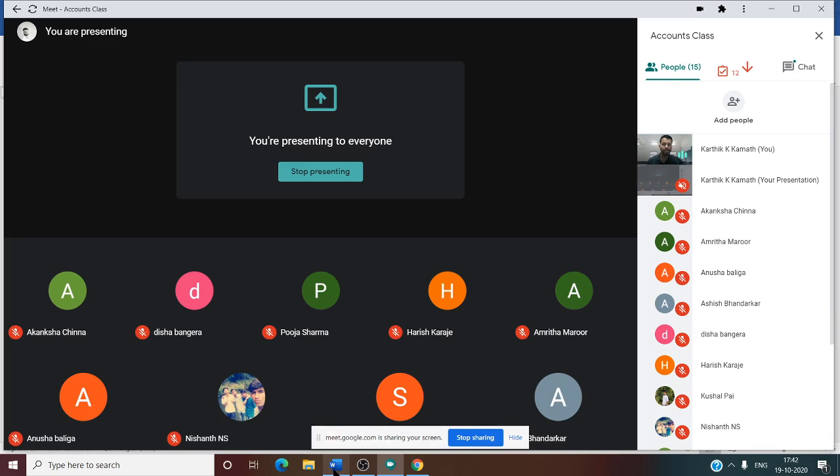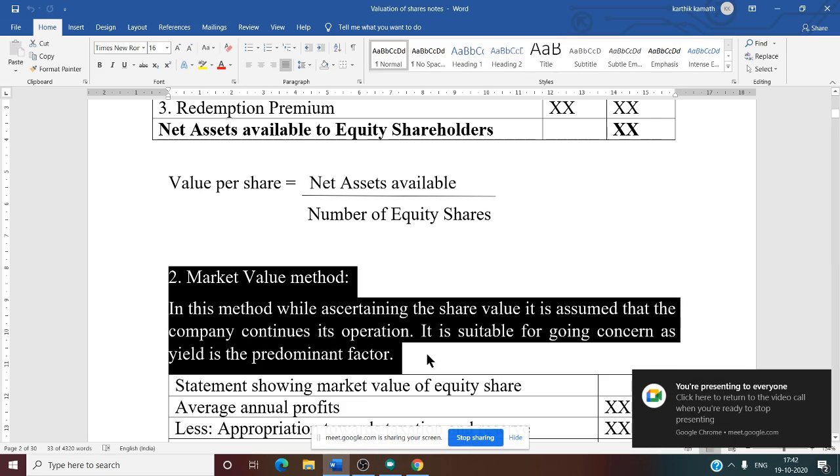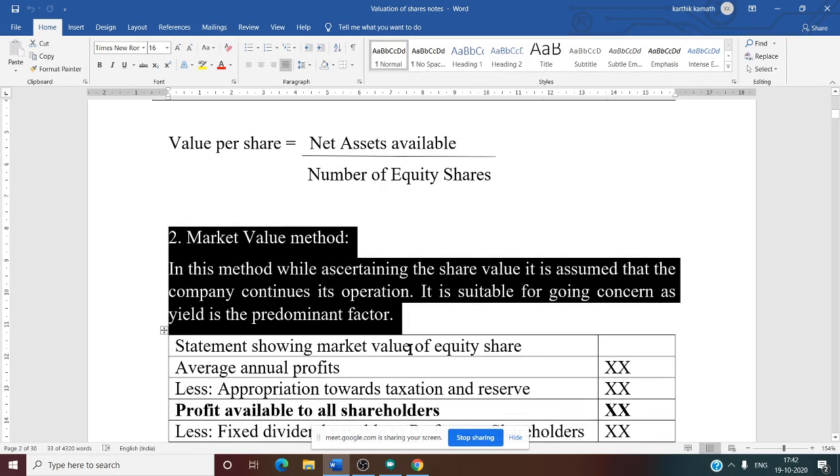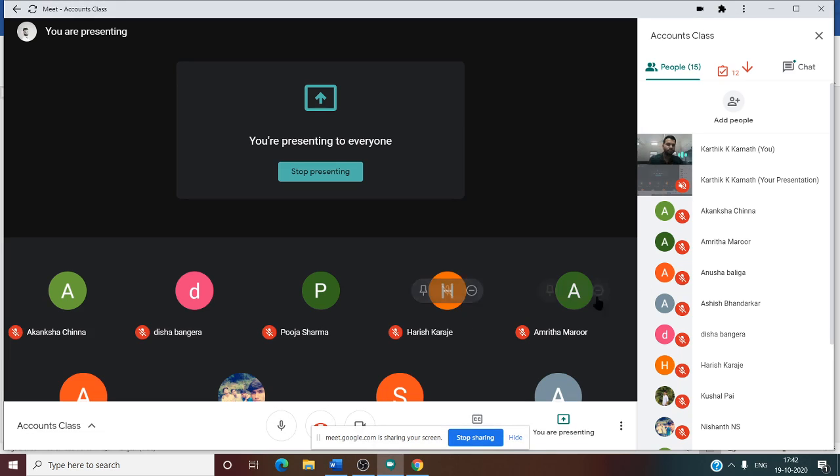So the market value method we need to calculate on the assumption that the company is still doing its operation. In this method, while ascertaining the value of a share, it is assumed that the company continues its operation. It is suitable for going concern as yield is a predominant factor. What do you mean by yield? Yield means one kind of profit. Why? I will tell you.